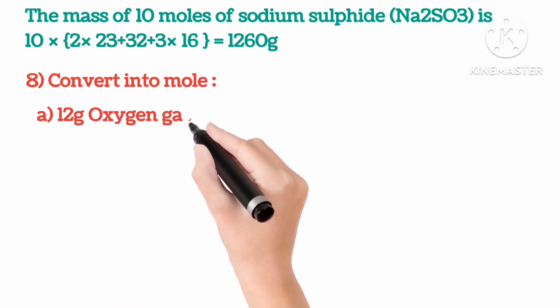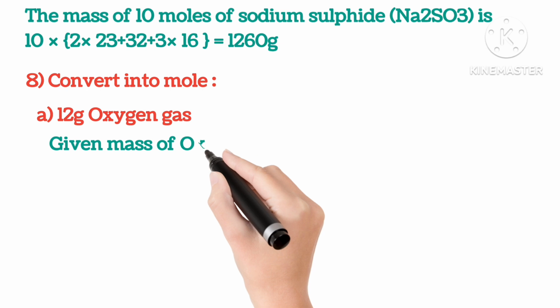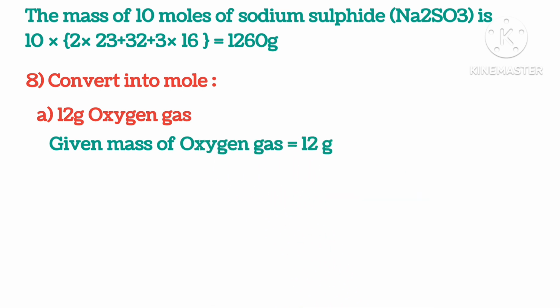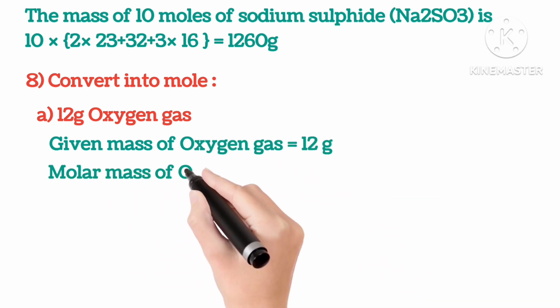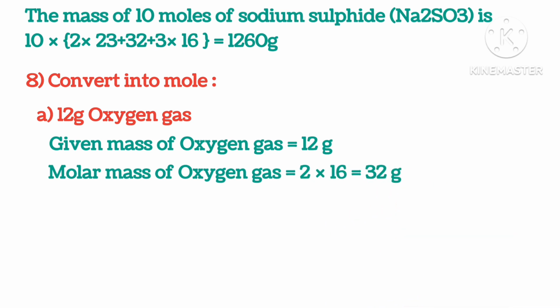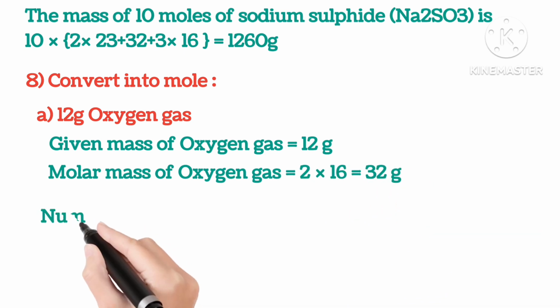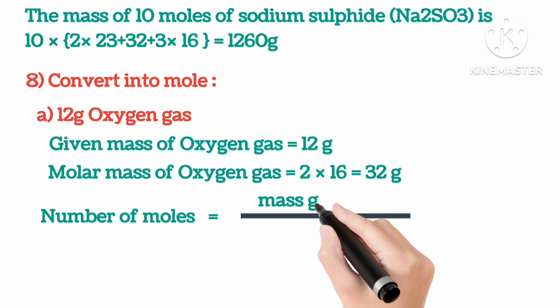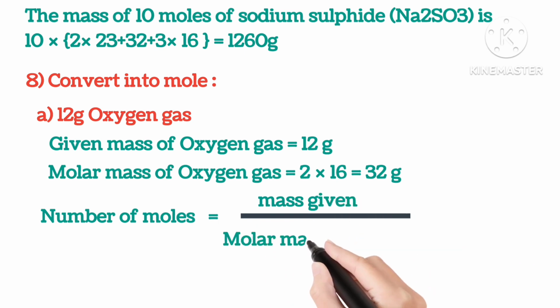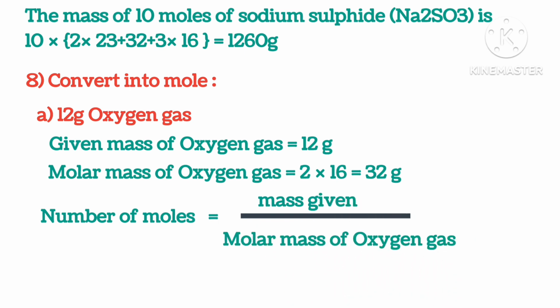Convert into moles, 12 grams of oxygen gas. So mass of oxygen gas is 12 grams. Molar mass of oxygen is 2 into 16, that is 32 grams. So number of moles is equal to mass given upon the molar mass of oxygen. Now writing down the values, we get 0.375 moles.